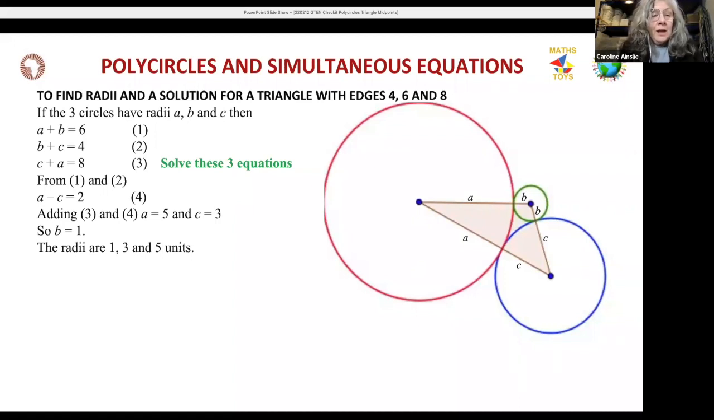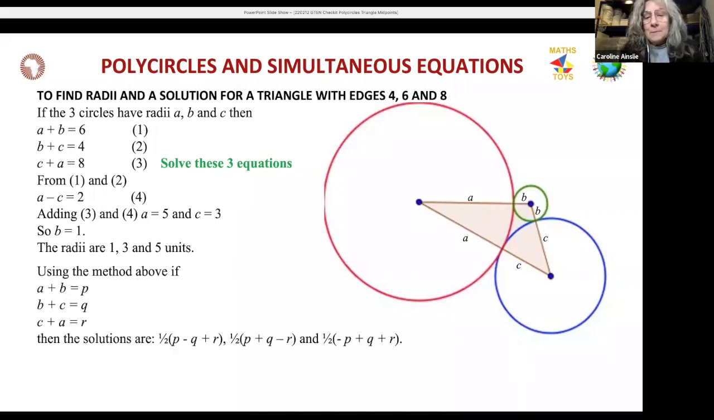So as we have had one answer in the comments: take from equations 1 and 2, you know that A minus B equals 2. That gives you equation 4. Add equations 3 and 4, and by doing that you find that A equals 5 and C equals 3. Therefore, you can substitute either one of those into 1 or 2, finding out that B is 1. So the radii are 1, 3, and 5 units.